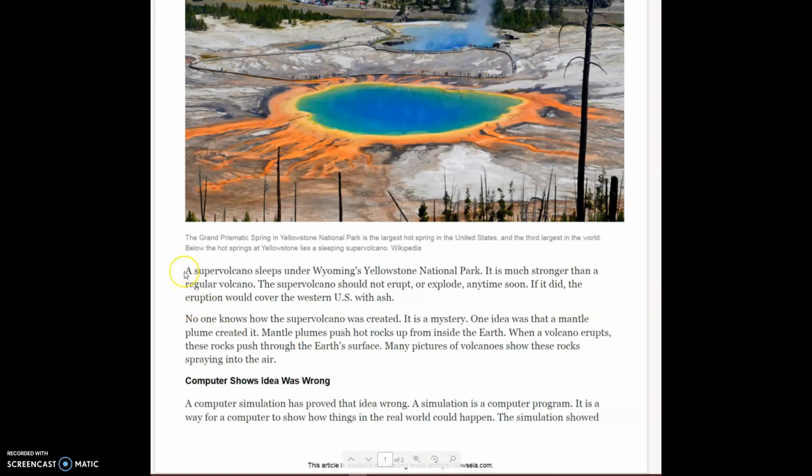A supervolcano sleeps under Wyoming's Yellowstone National Park. It is much stronger than a regular volcano. The supervolcano should not erupt or explode anytime soon. If it did, the eruption would cover the western U.S. with ash. No one knows how the supervolcano was created.